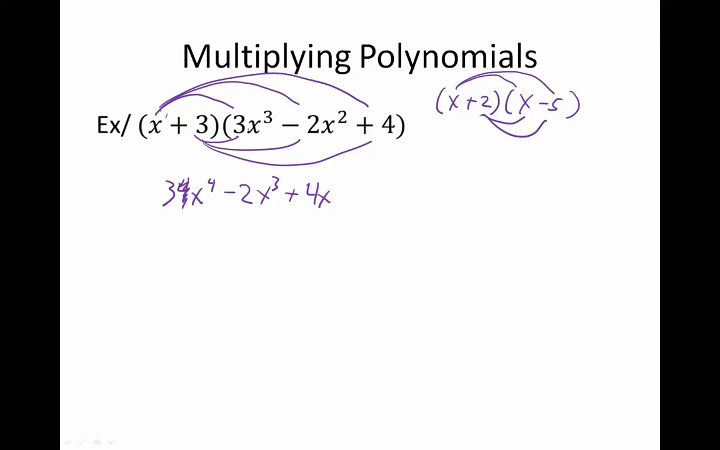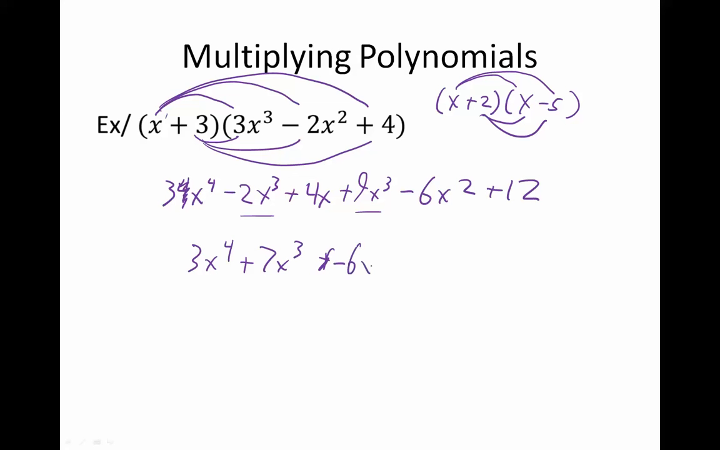Now we multiply the 3 through. 3 times 3x cubed is plus 9x cubed. 3 times negative 2x squared is negative 6x squared. And 3 times 4 is positive 12. So now we just need to combine all the like terms. So I've got cubes there. That's an x squared. That's an x. That's a 12. I just need to combine these two. So this is 3x to the 4th plus 7x cubed minus 6x squared plus 4x plus 12.